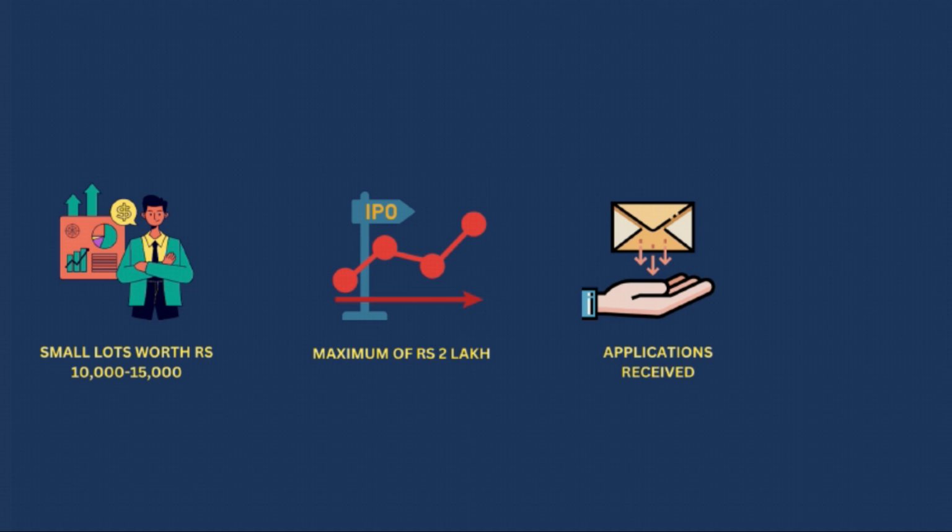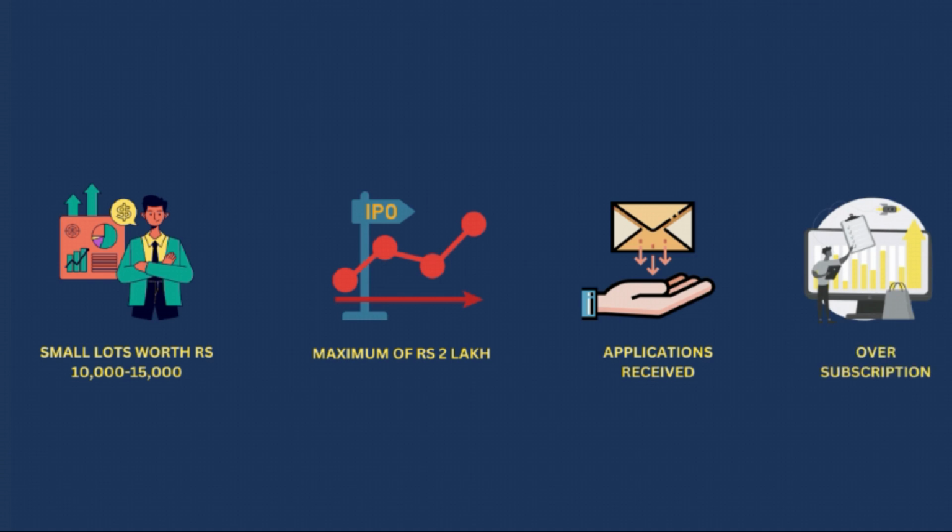The total demand for shares in the retail category is judged by the number of applications received. If the demand is less than or equal to the number of shares in the retail category, he will be offered a full allotment of shares. When the demand is greater than the allocation, it is known as oversubscription.